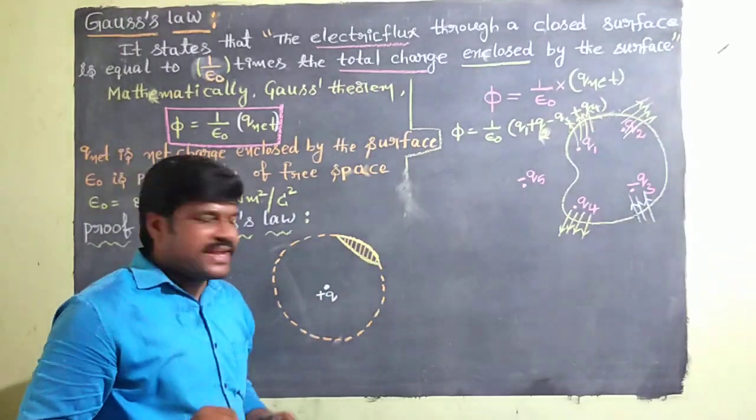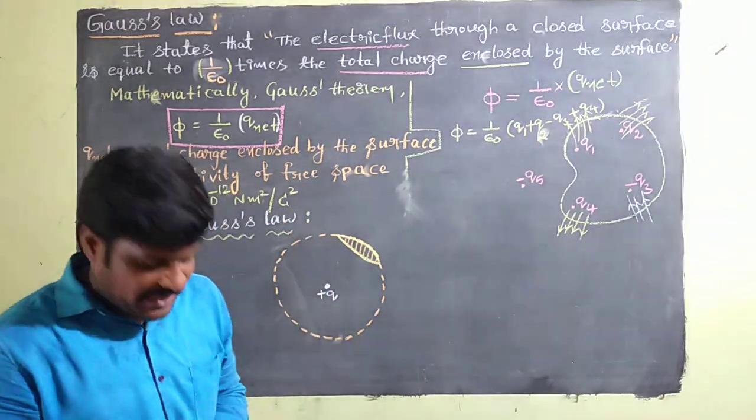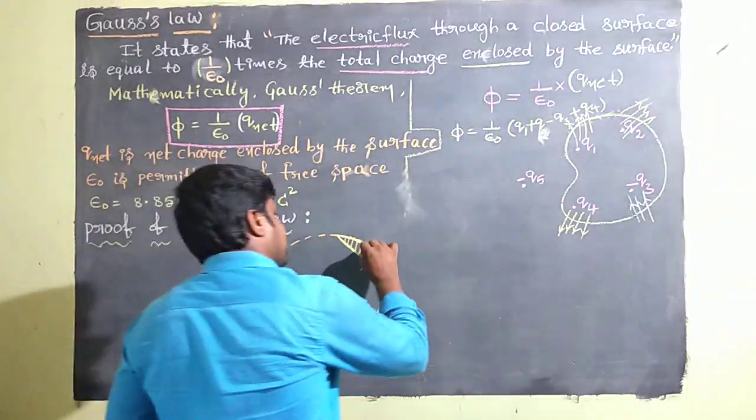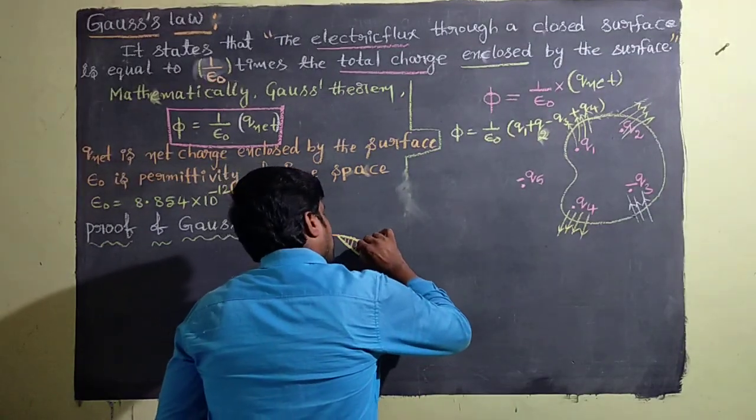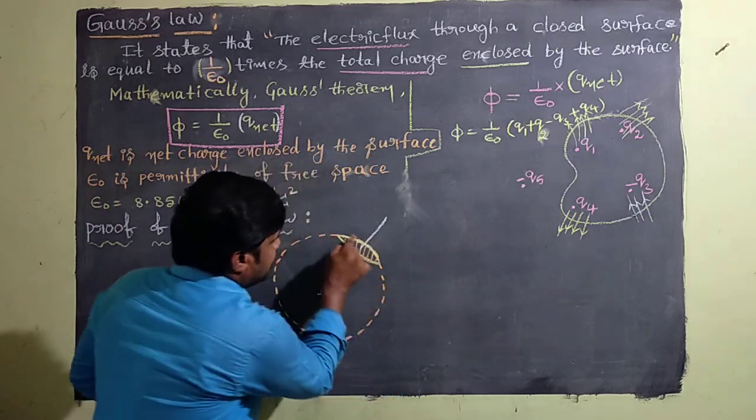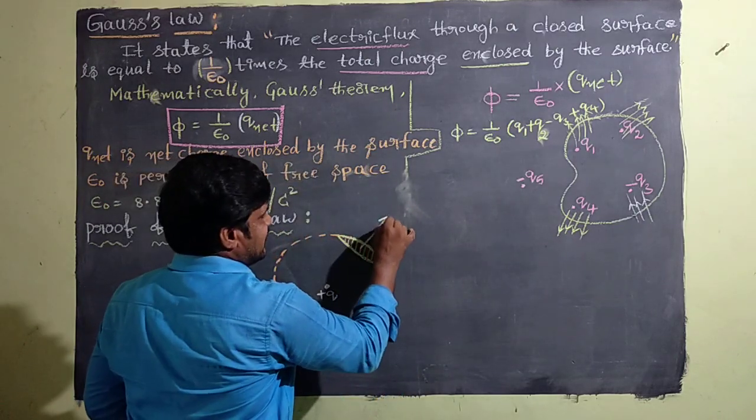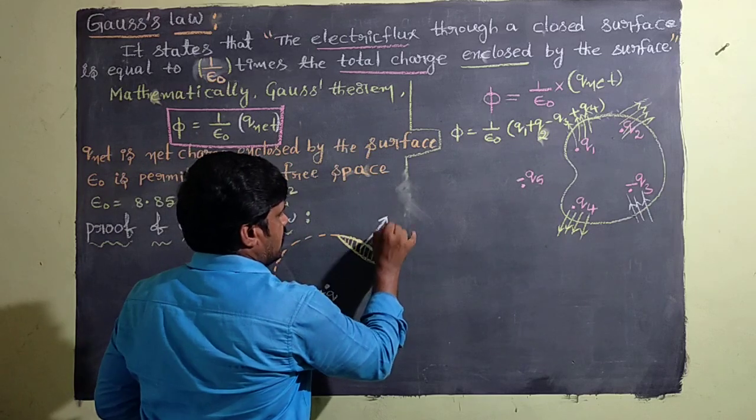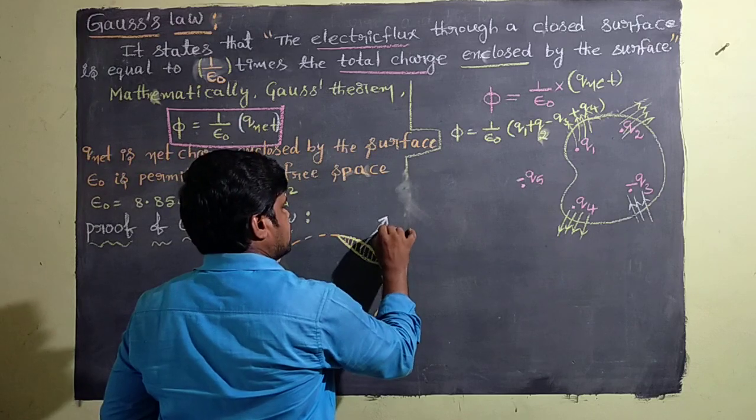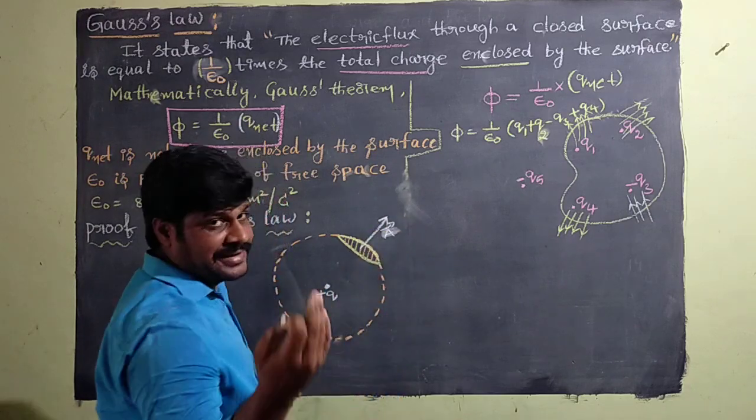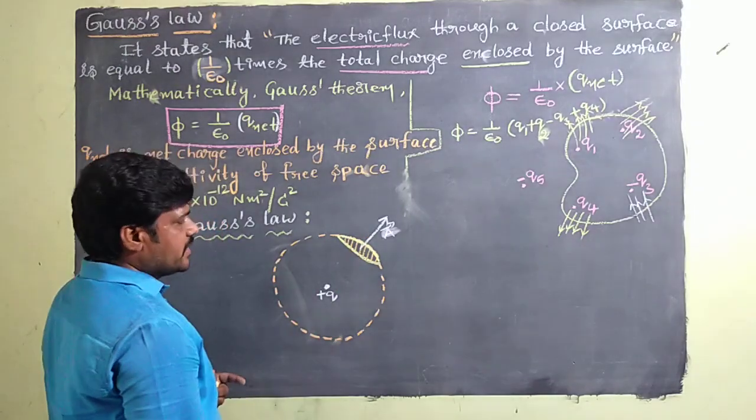What is the area? Here an area has been created. What is the direction of the area vector? The direction of the area vector we always take normal to the surface, perpendicular to this surface, so I am drawing it like this. We take A bar as the area vector, or delta S bar also we can take, no problem.